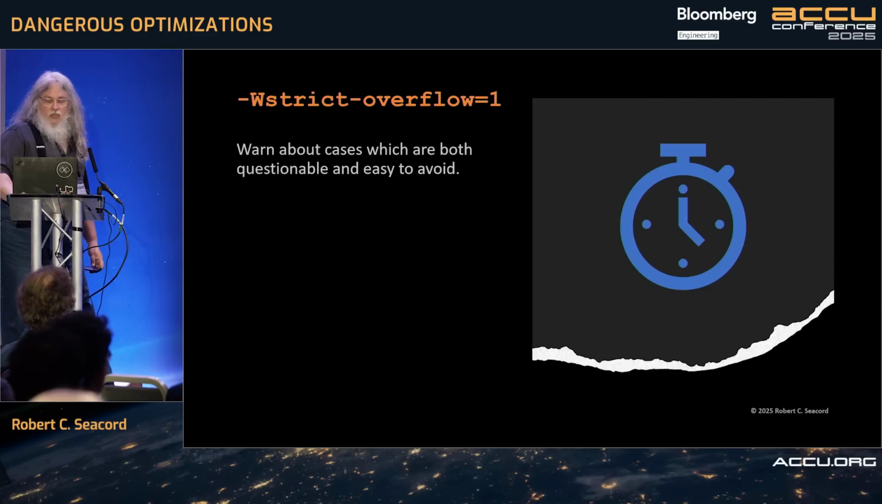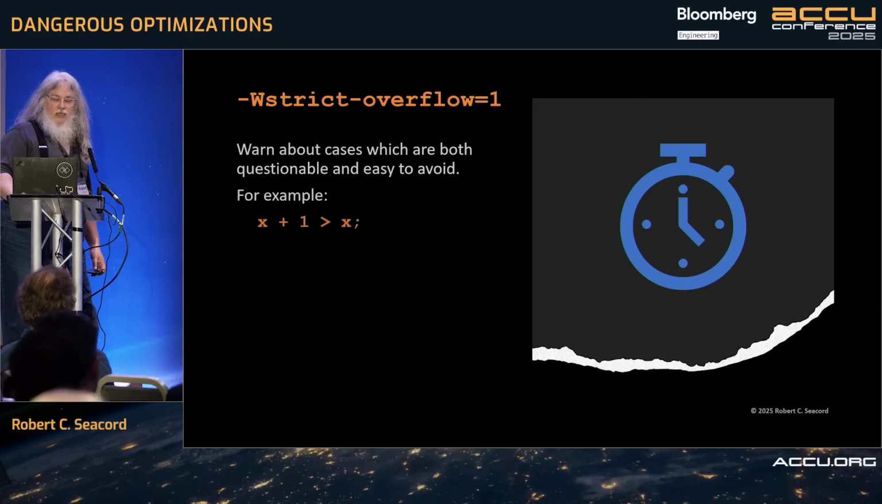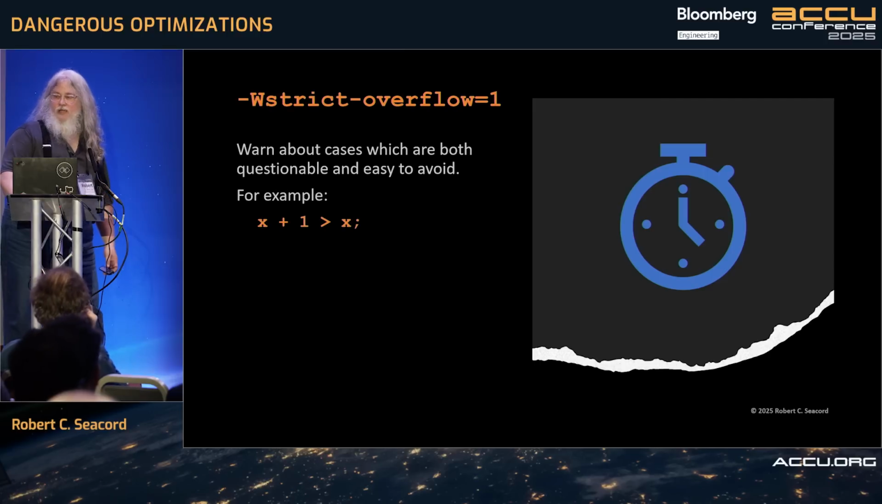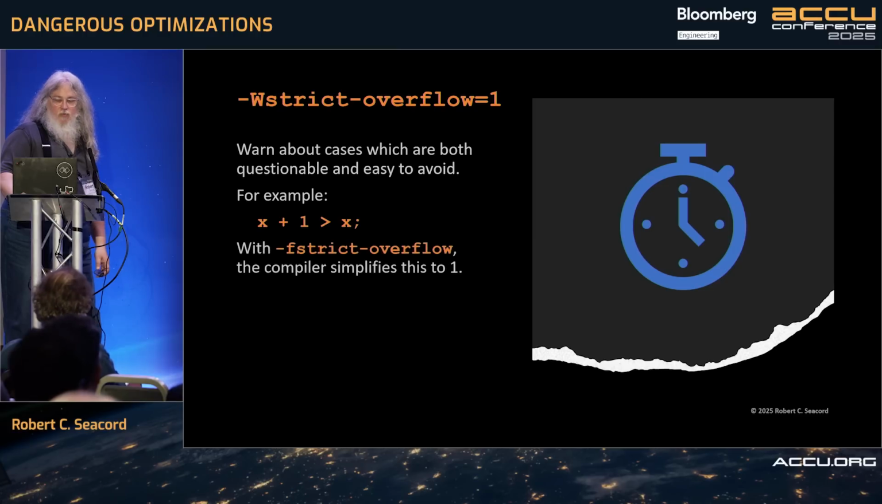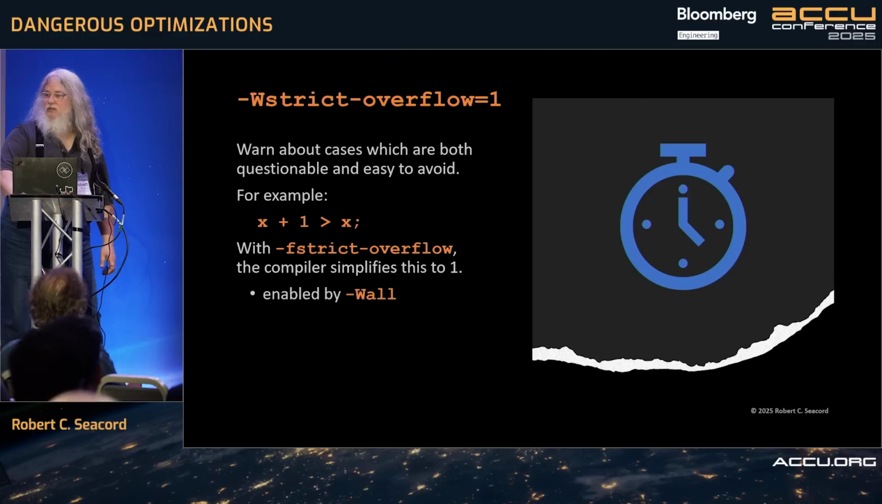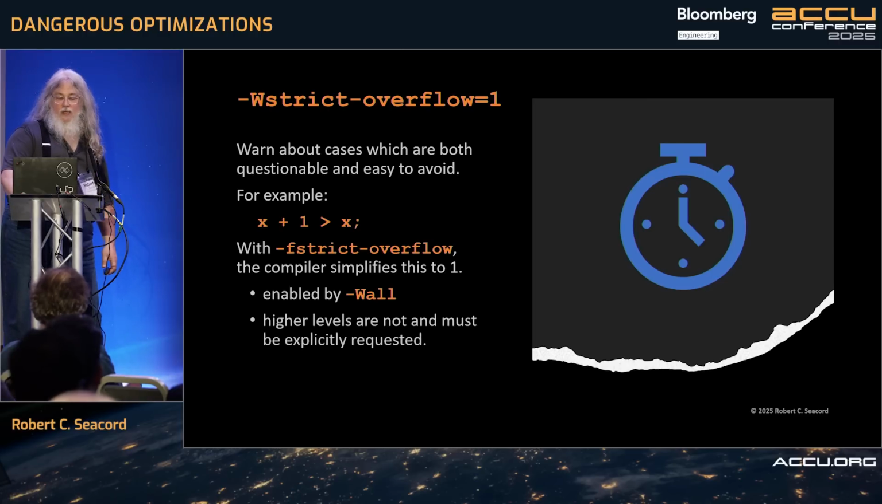Okay, so at -Wstrict-overflow=1, this warns about cases which are questionable and easy to avoid. So for example, x plus 1 greater than x, that would just optimize to true. Like, what was someone doing with that code? I don't know, right? So it's a weird piece of code. Makes perfect sense to warn on that. And that's enabled by -Wall. So most people will have this level of warning turned on. Everything else they probably won't have because most people don't use the strict overflow flag.